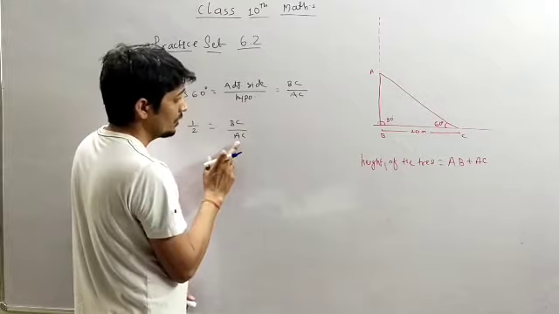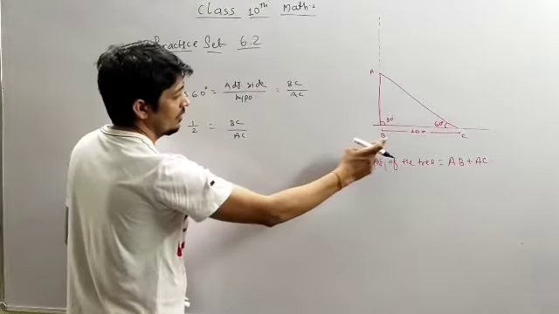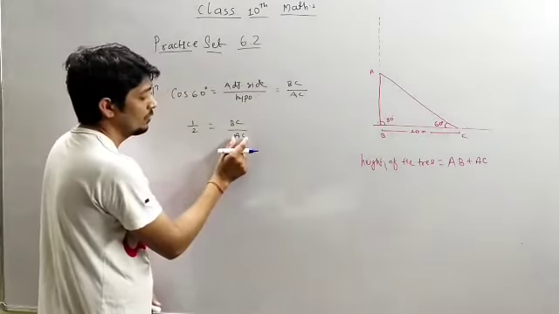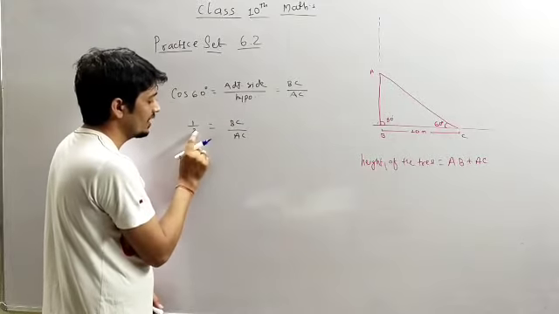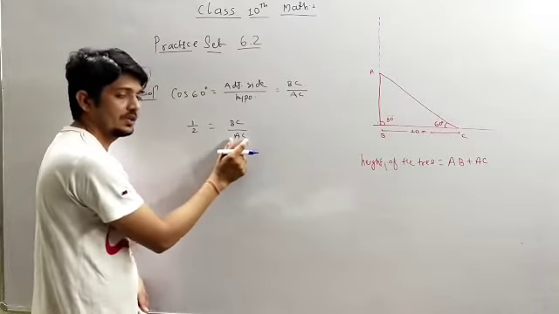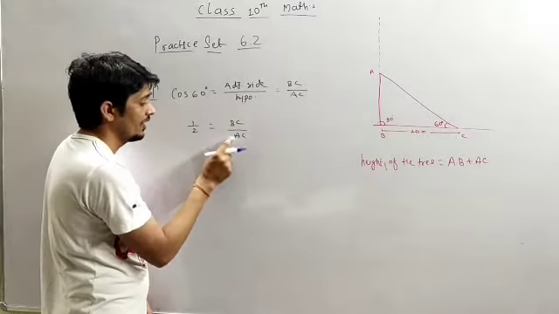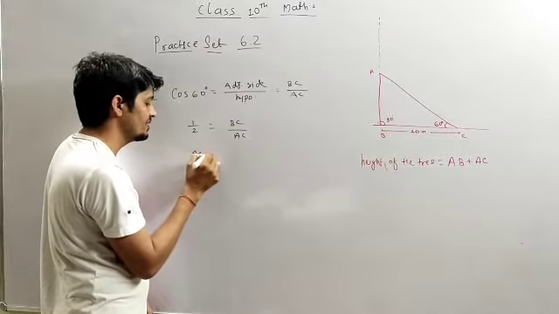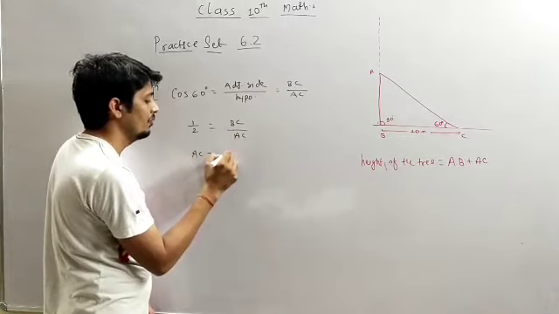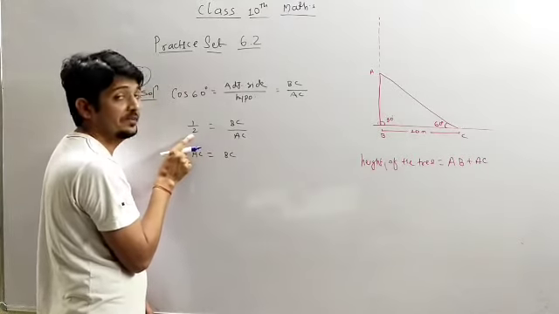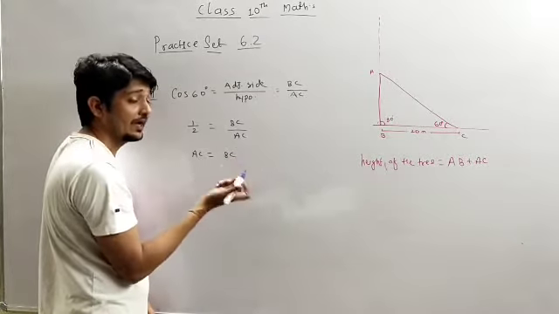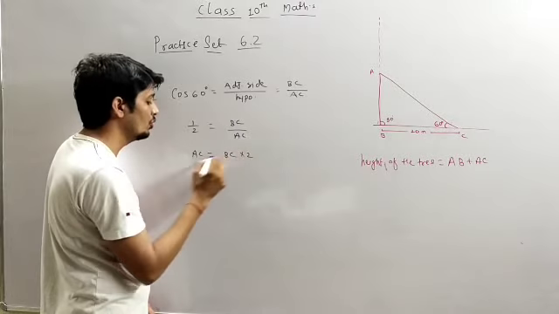So BC is of, see, we have to calculate AC, so we have to transfer this to another side. First we will transfer AC. So AC will come here. So AC equals to, here we have BC. See, 2 which is in division form on this side will come in multiplication form. So BC into 2.